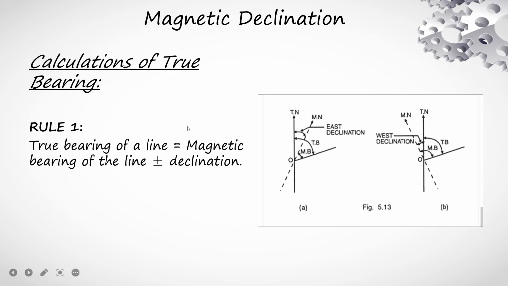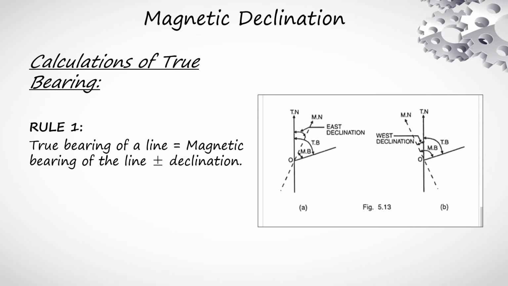Calculations of true bearing. All survey maps which are to form a permanent record, such as revenue survey maps, are plotted with reference to the true meridian. And if the survey is made with a compass, the observed magnetic bearings shall have to be converted to the true bearing. The magnetic bearings can be converted to the true bearings by the following rule. Rule 1. True bearing of a line is equal to the magnetic bearing of the line plus or minus declination.